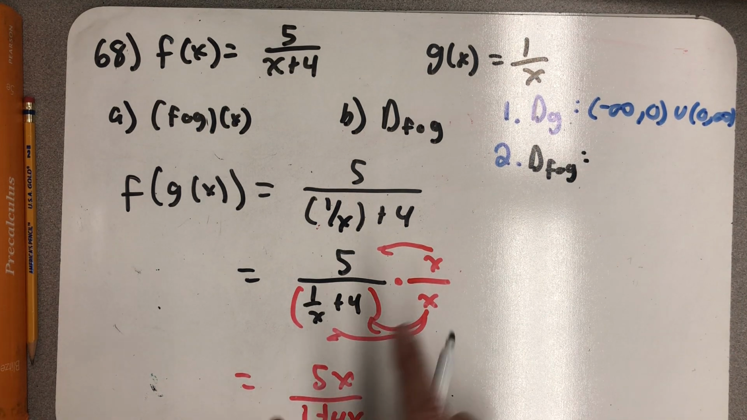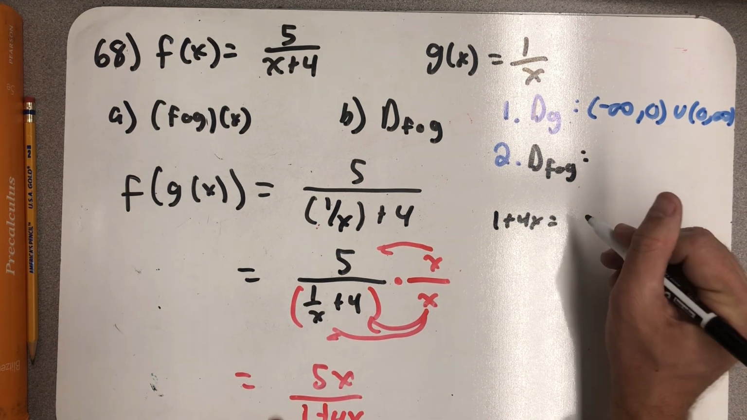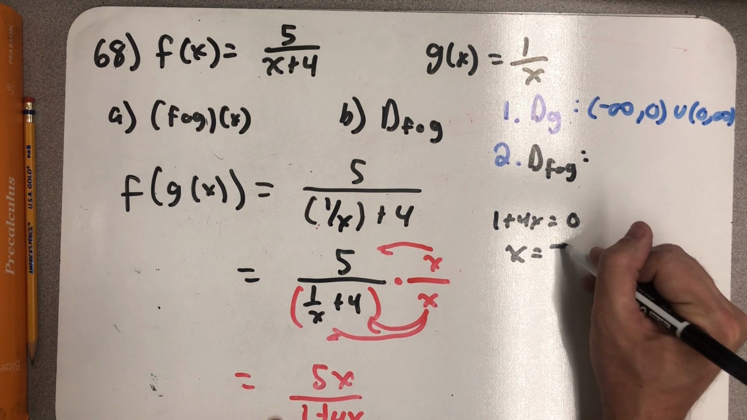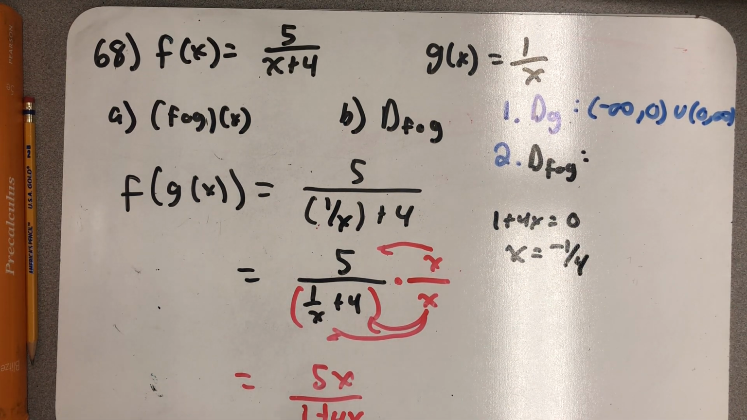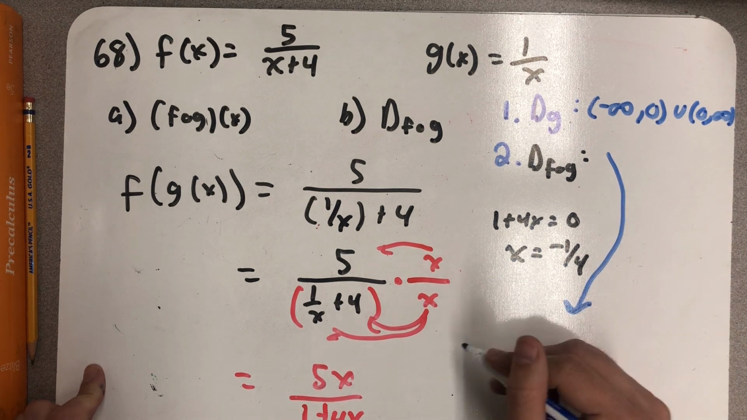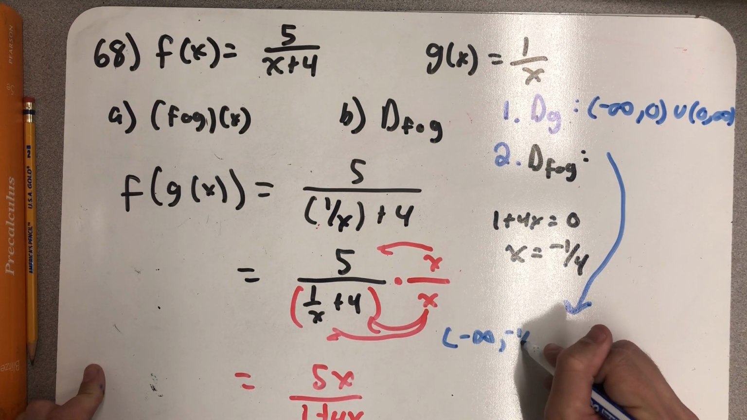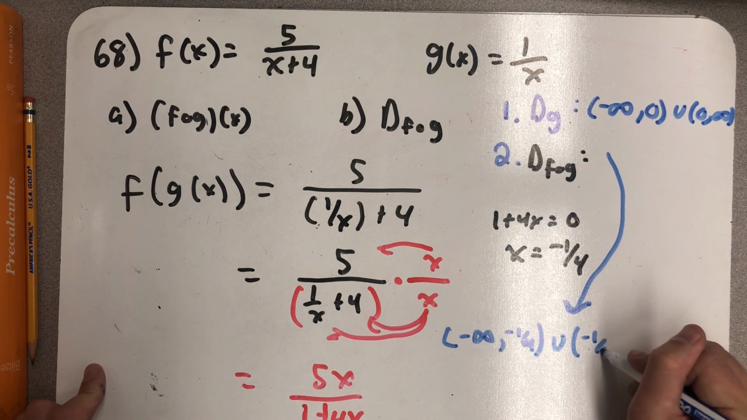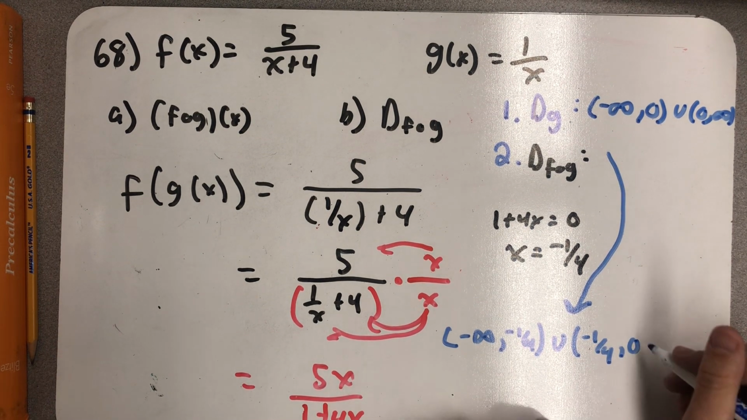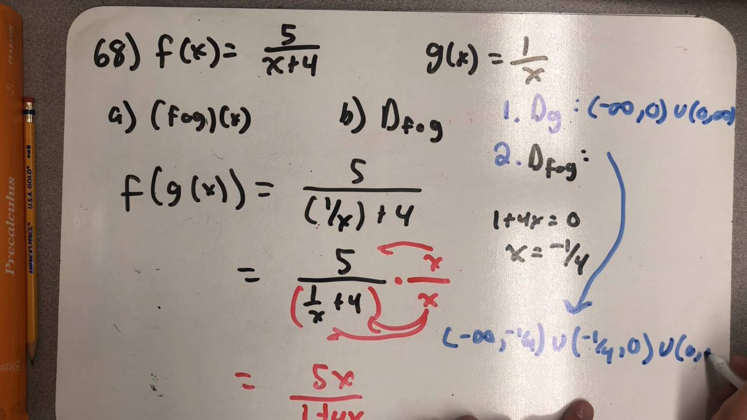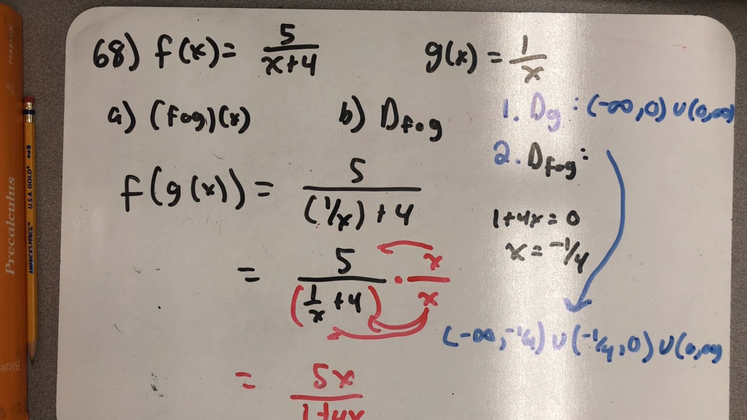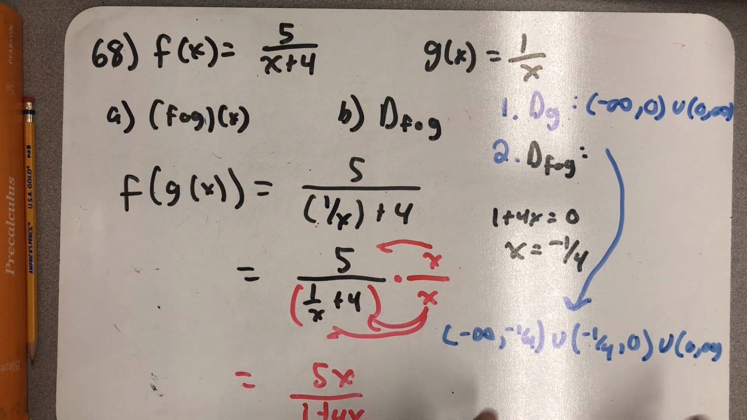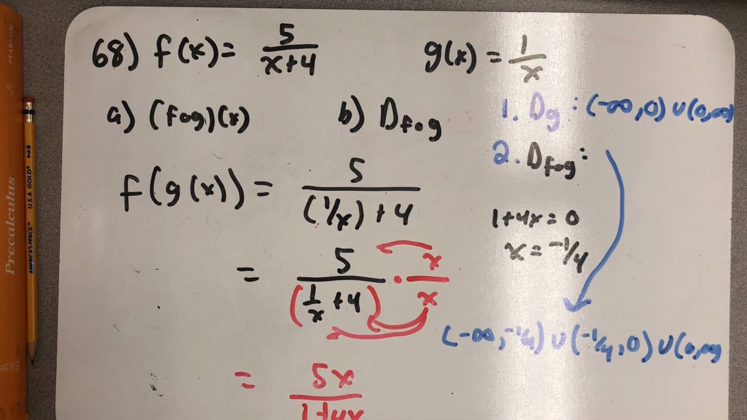All I'm worried about is the bottom being equal to 0. If I solve that, I find that I have to get rid of x equal to minus 1/4. I've already taken 0 out, now I have to take out minus 1/4. So I'm going to write my final answer down here, taking out that value at minus 1/4 and the value at 0. There's my answer to number 68, the composite function and its domain. I always use that two-step process.